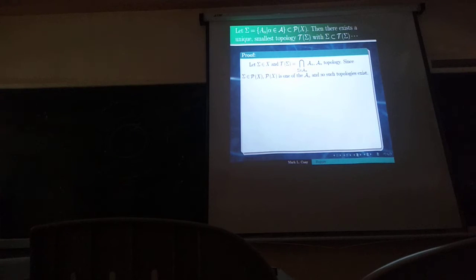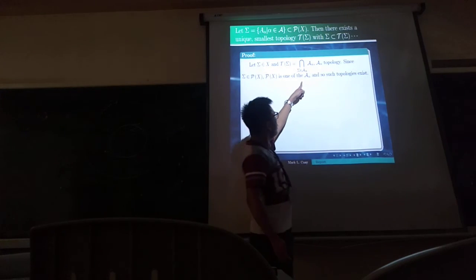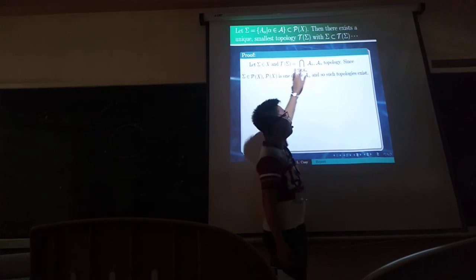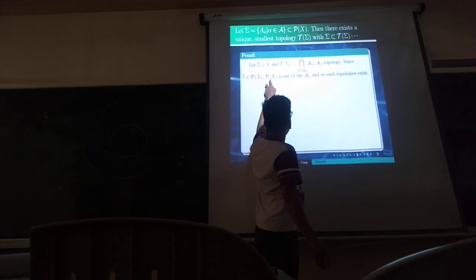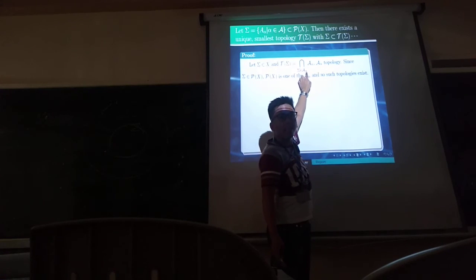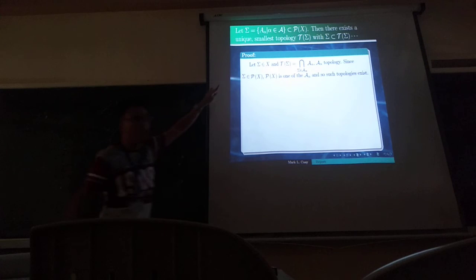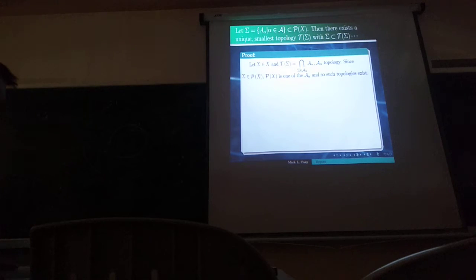Since sigma is also an element of the power set of X, and the power set of X is a topology, this is an element of A sub alpha, which implies that it is one of these A sub alphas. And so, such topologies exist by preliminary. And since T of sigma is equal to the intersection of A sub alpha, again by preliminary, that is a topology. So let's assume that the preliminary is proved already.